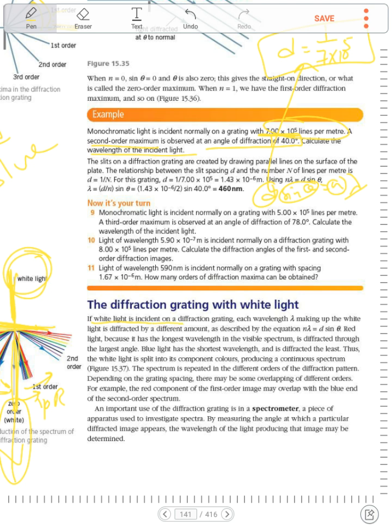If white light is incident on a diffraction grating, each wavelength making up the white light is diffracted by a different amount, as described by the equation d sine theta equals n lambda. Red light, because it has the longest wavelength in the visible spectrum, is diffracted through the largest angle, and blue light has the shortest wavelength and is diffracted the least.